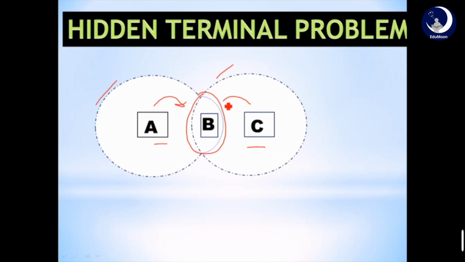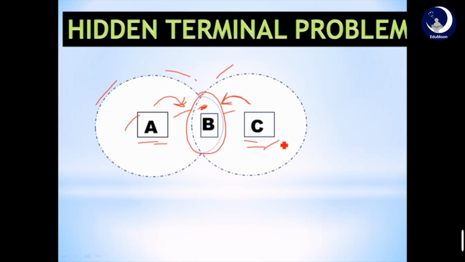Now the problem arises when both A and C want to send data to B. Let's see what the problem is. As C is not in the coverage area of A, C doesn't know that A is transmitting data to B, whereas A also doesn't know that C is transmitting data to B. So when they both transmit at the same time, they will collide at station B. This collision occurs due to the hidden terminal problem.